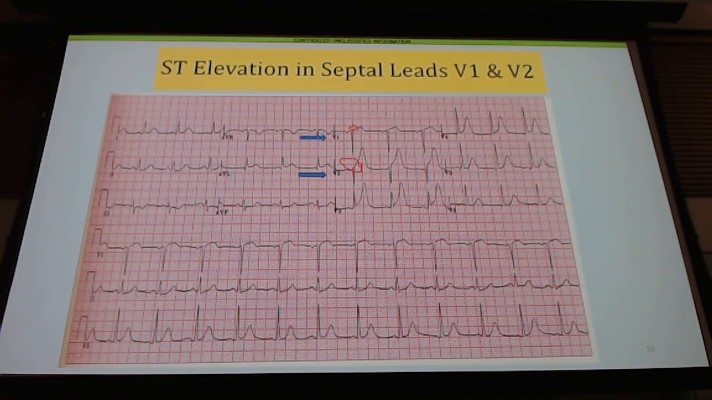Granted, when you look at other leads, you're going to see elevations too. Because septal infarcts in isolation are rare. So you're going to see probably more of a septal anterior or anteroseptal infarct. So you're going to see some carryover of that ST elevation into the anterior leads.